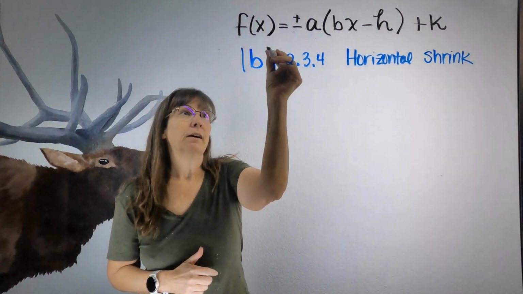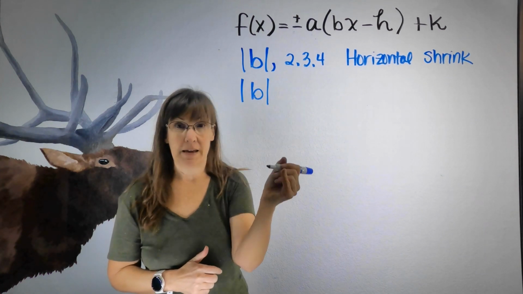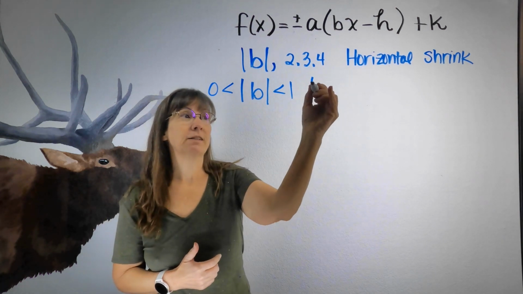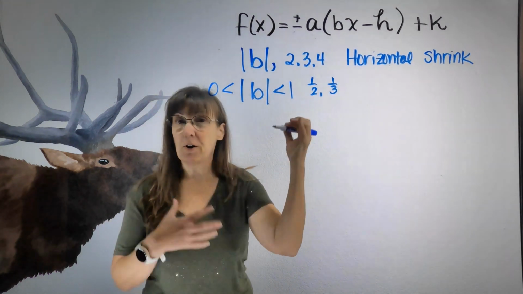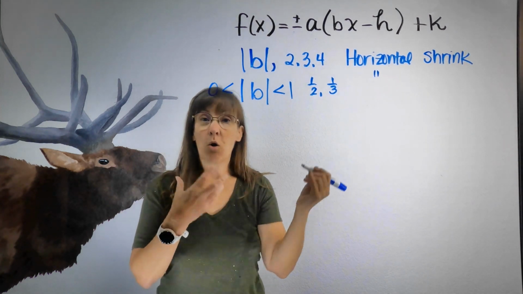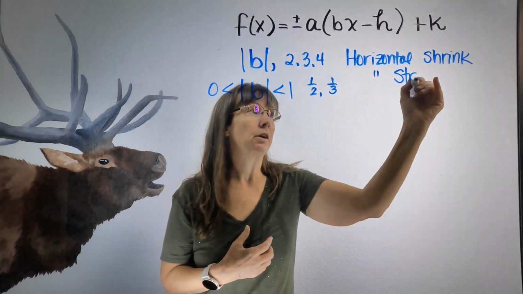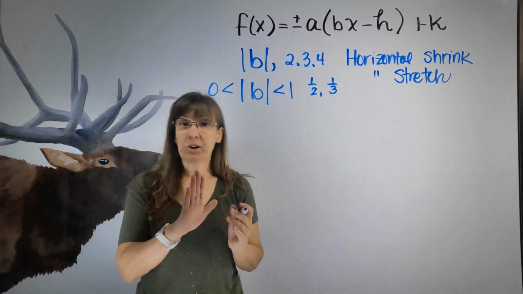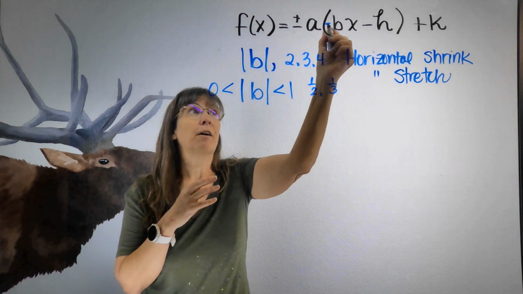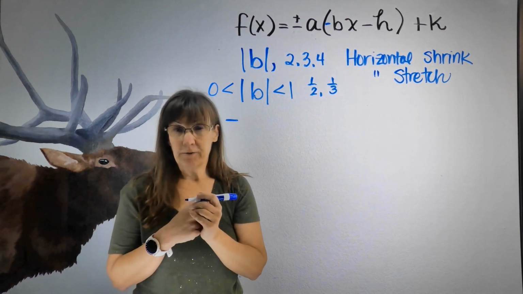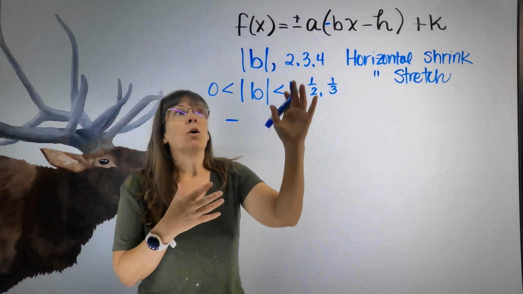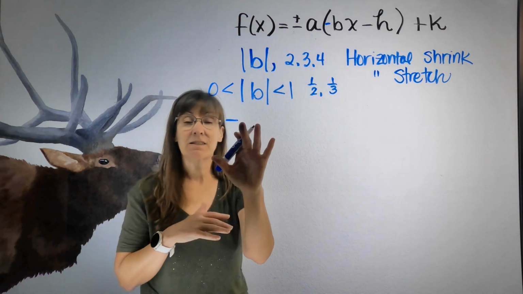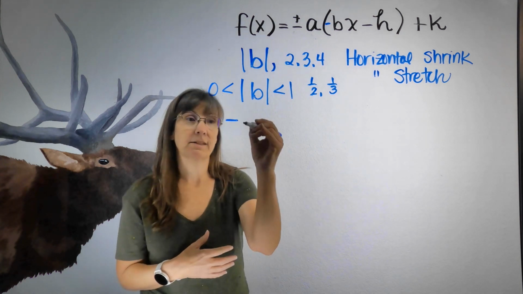If the absolute value of B is between 0 and 1, for instance, 1/2, 1/3, 1/4, that's going to be a horizontal stretch. We haven't talked about if there's a negative value here. If you see a negative in front of the B value, instead of it being a reflection across the x-axis, this is now a reflection across the y-axis.